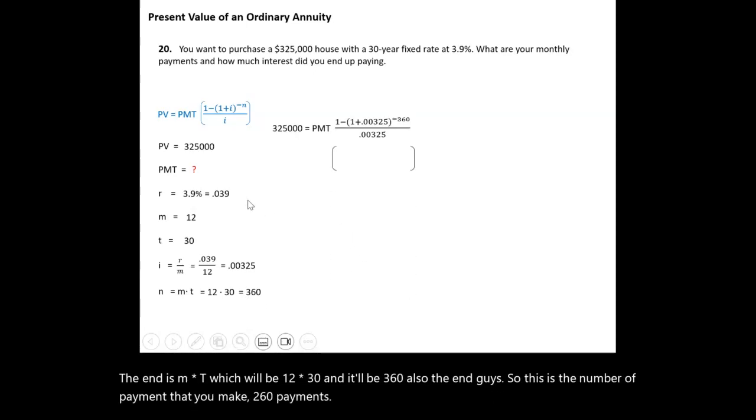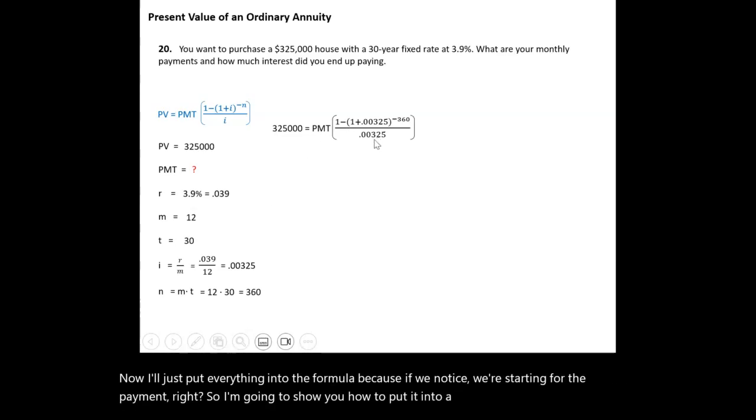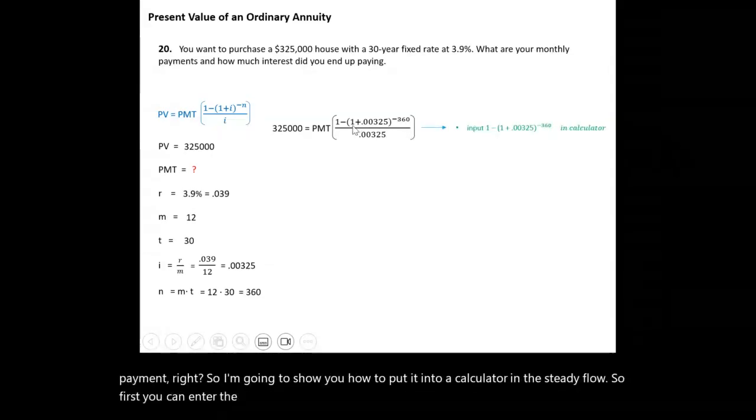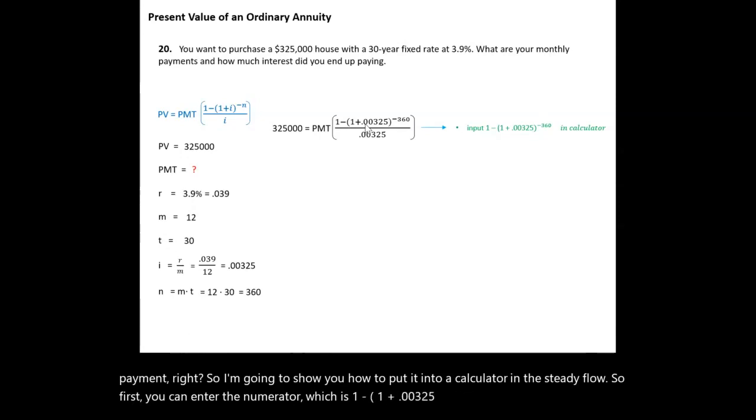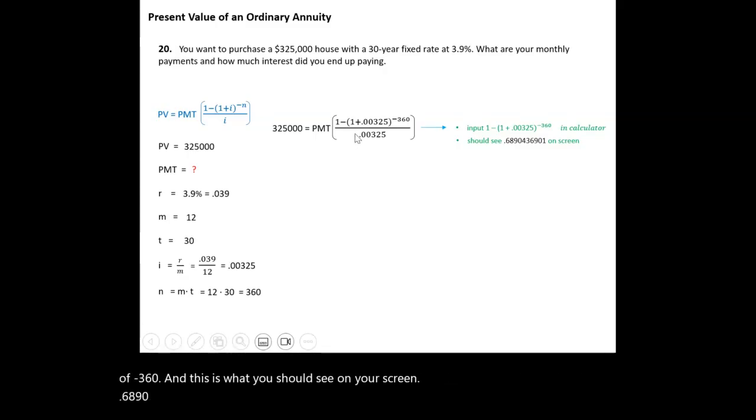Now let's put everything into the formula, because we're solving for the payment. I'm going to show you how to put it into a calculator in a steady flow. First, you enter the numerator, which is 1 minus parentheses 1 plus 0.00325, close parentheses, raised to the power of negative 360. This is what you should see on the screen: 0.68904, 36901.